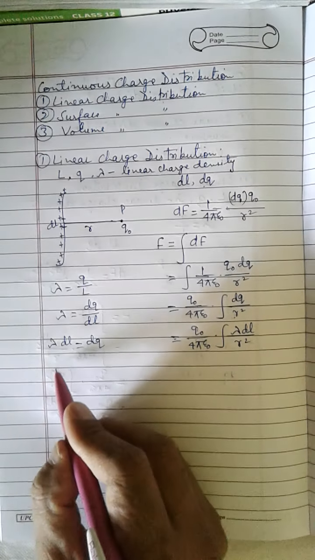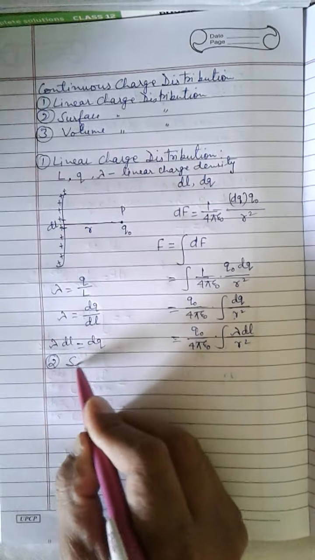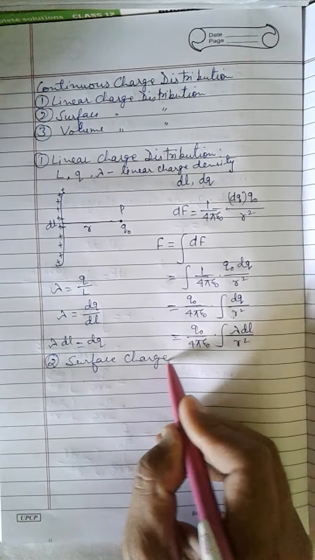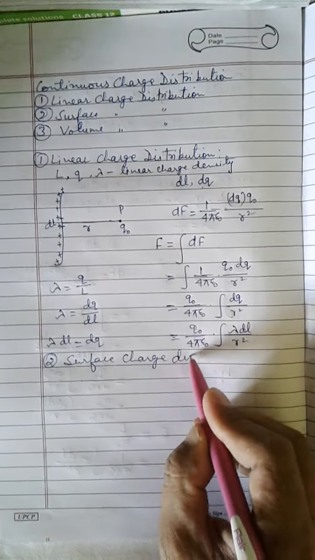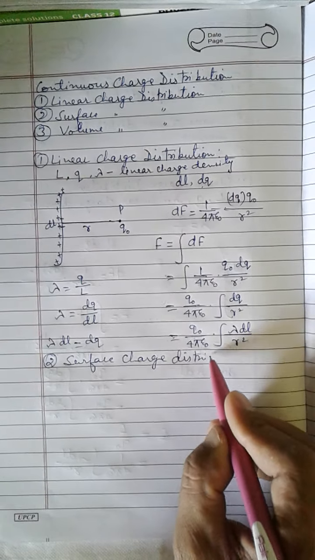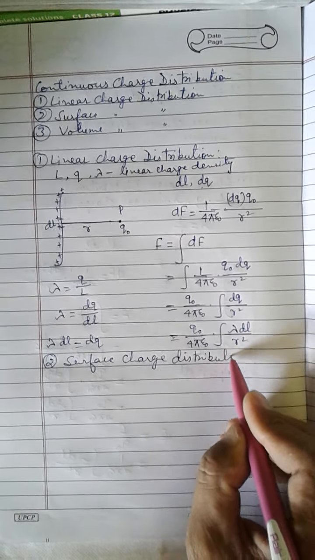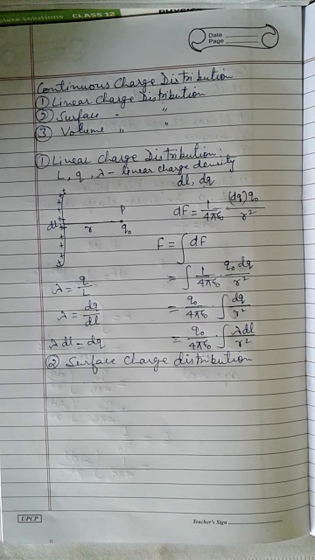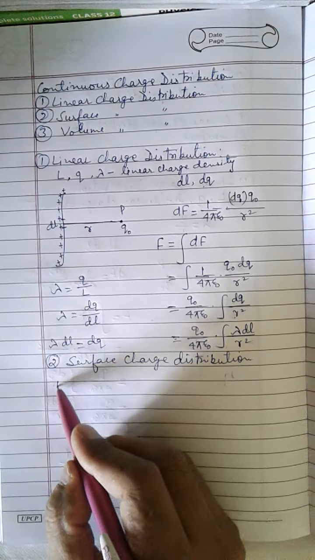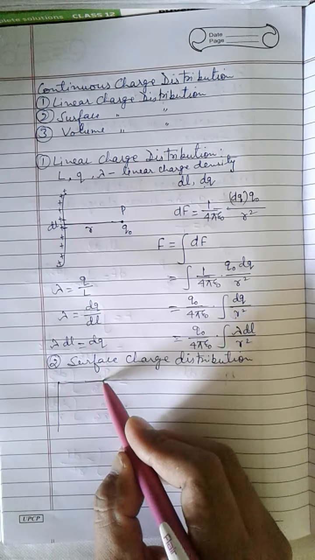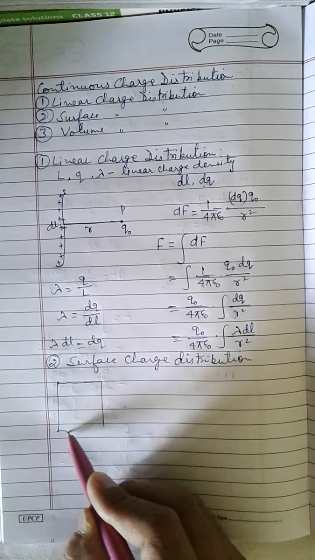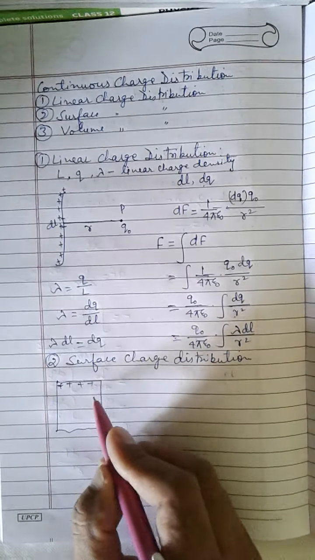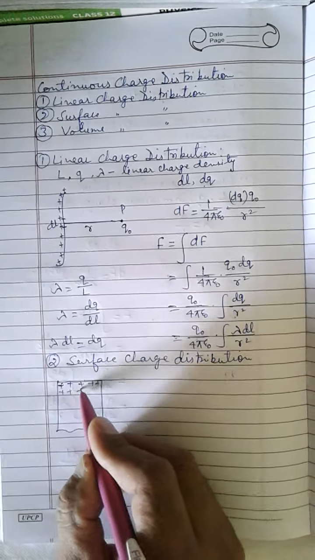Okay, similarly surface charge distribution. What is the difference? This time the charge is at the surface. Suppose any sheet has positive charge distributed all over the surface.